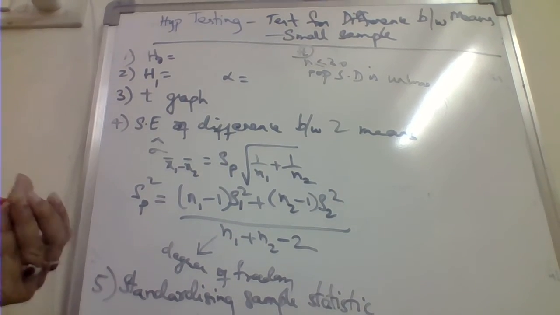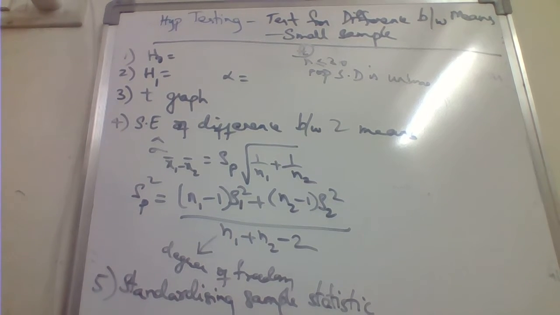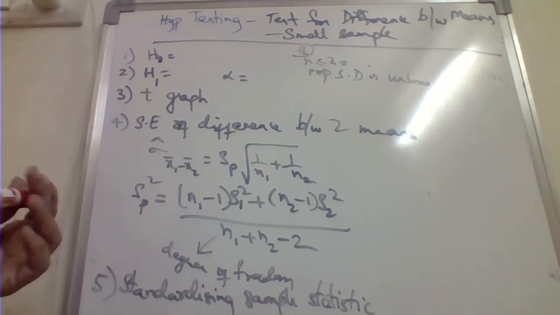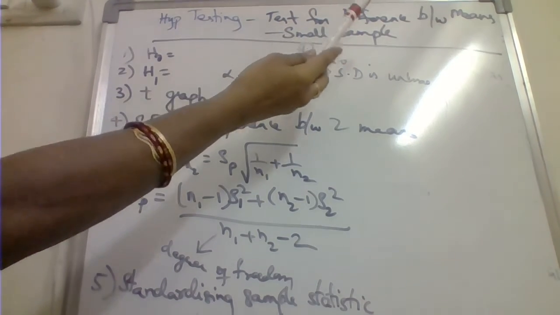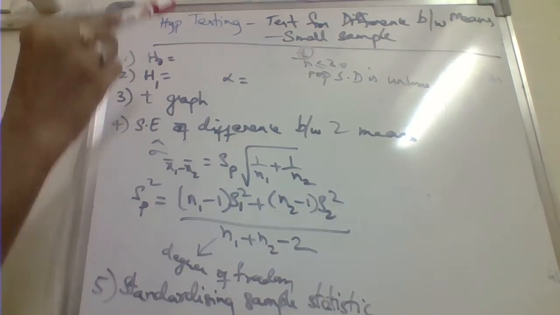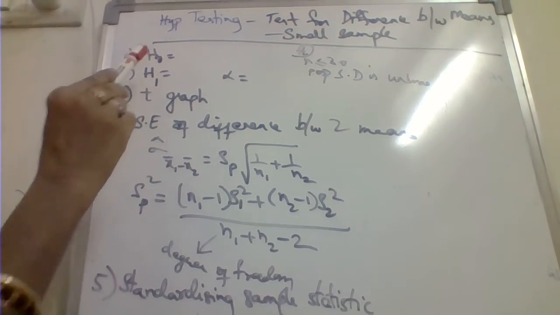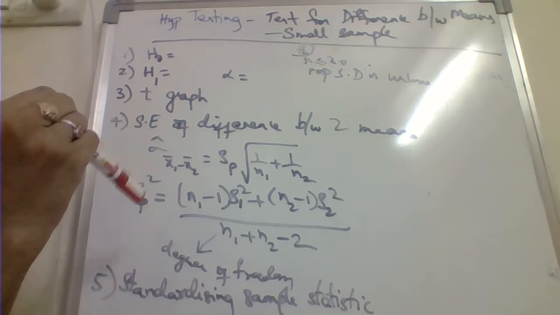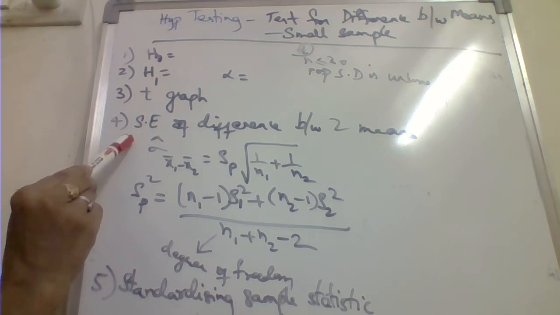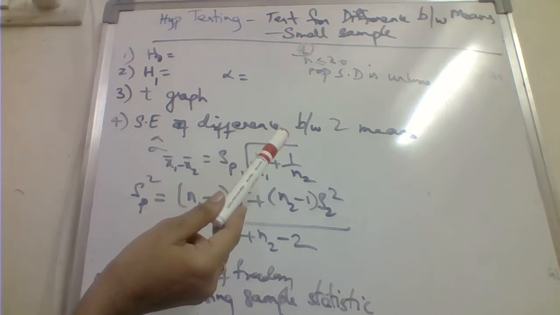So here you will have two samples taken from two different populations. Like yesterday, you call it the test for difference between means, but for a small sample. So your sample size will be small. The steps are the same, but the only thing is in the fourth step, where you calculate the standard error of difference between two means.